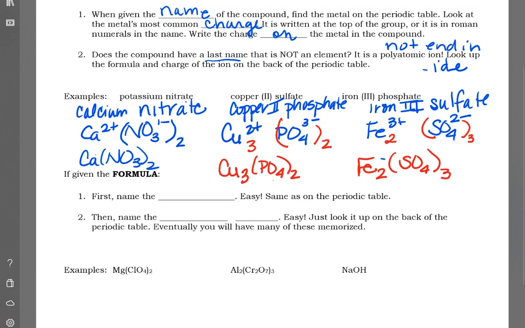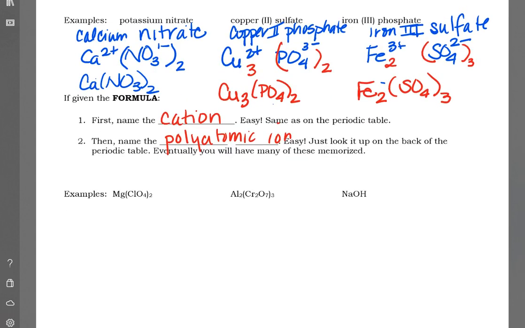Okay. Now, what if you're given the formula? First, you name the cation. Then you name the polyatomic ion. Just look them up on the back of the periodic table. And we are going to have a candy bar quiz to memorize them. All right, so our cation here is magnesium. Our polyatomic anion, ClO4, is perchlorate.